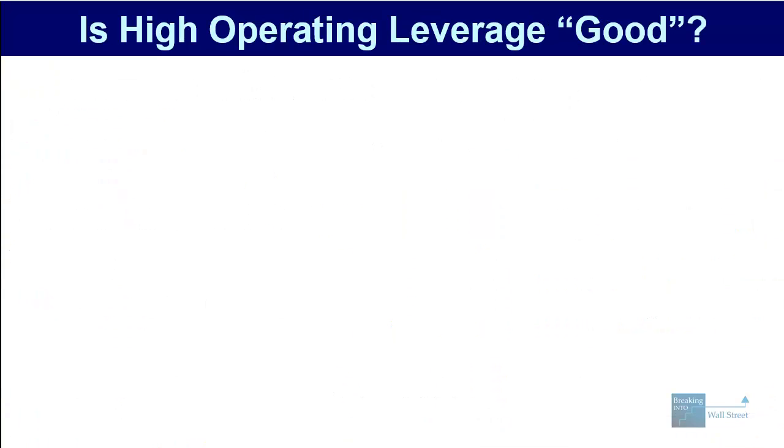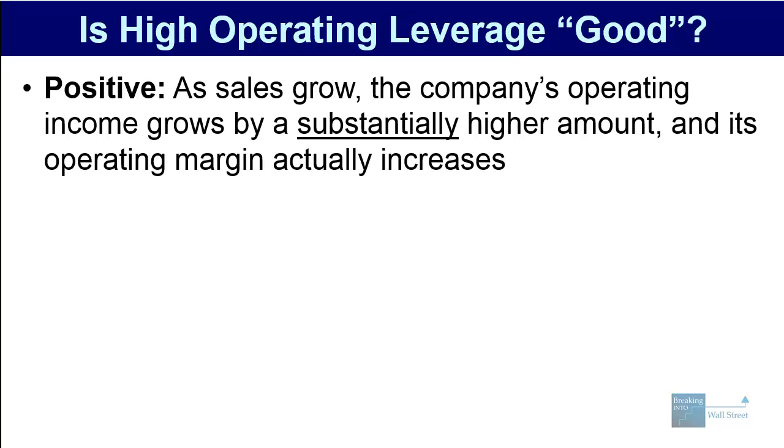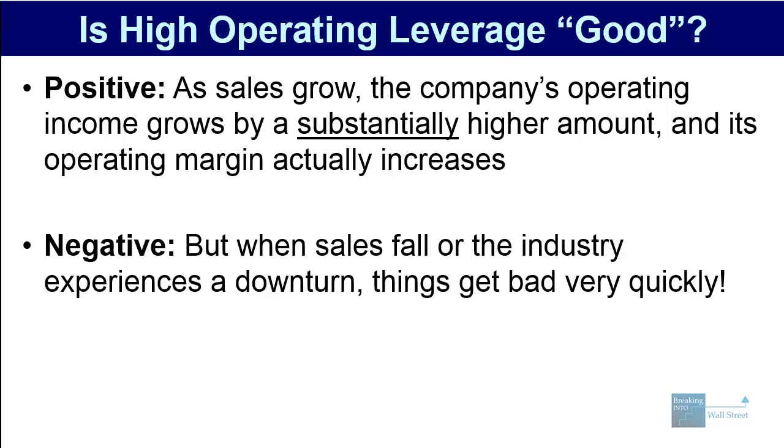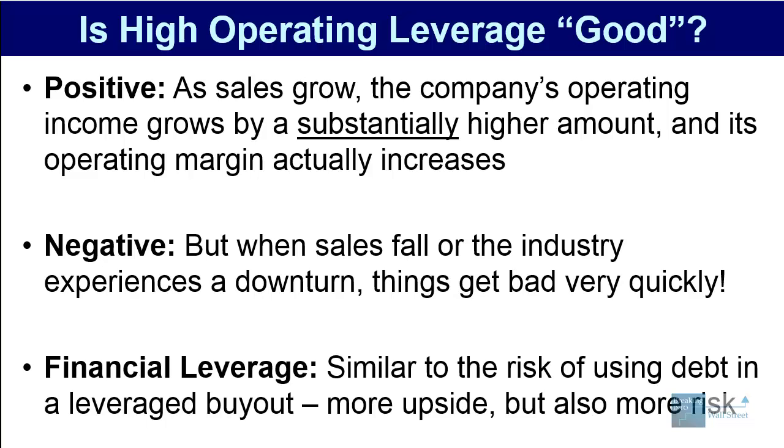So let's go back into PowerPoint and into the interpretation and look at whether high operating leverage is good or bad. On the positive side, as sales grow, the company's operating income will grow by a substantially higher amount if it has high operating leverage, and its operating margin will actually increase. But on the negative side, if its sales fall or the industry goes through a downturn, things will get bad very quickly if a company has high operating leverage and high fixed costs. It's sort of similar to the risk of using debt in a leveraged buyout. There's more upside, but there's also more risk.